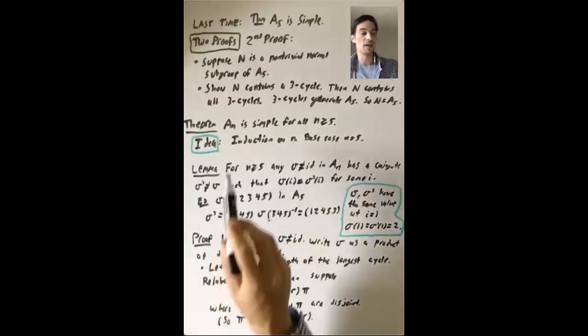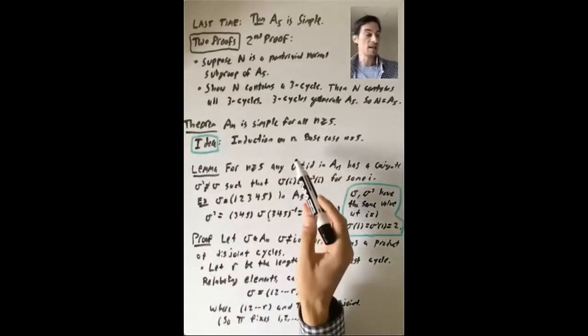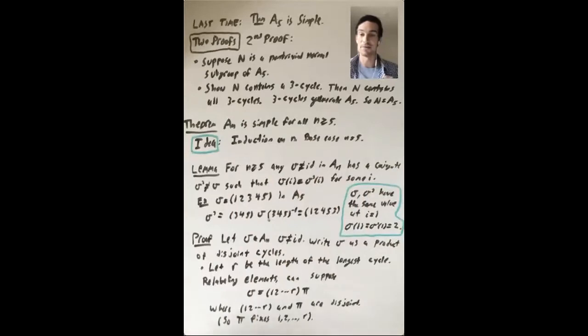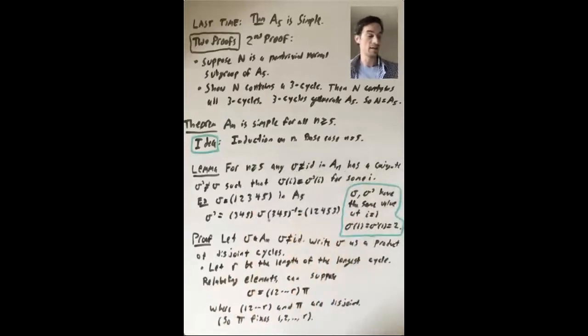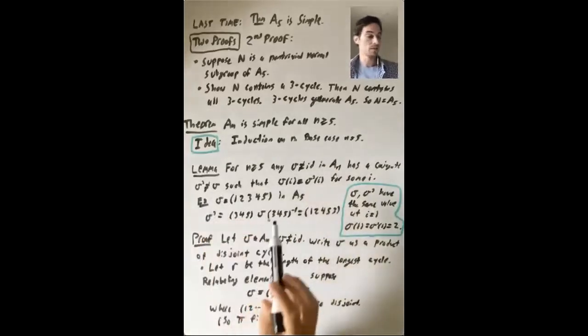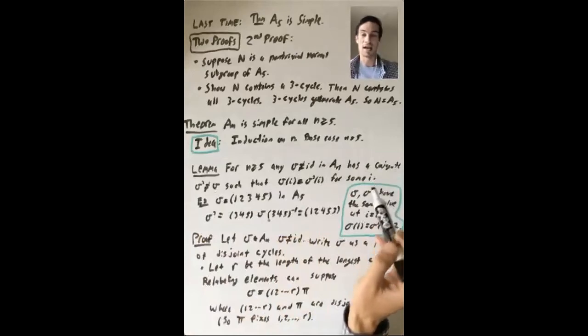So what are we going to prove here? We'll prove that A_n is simple for all n at least 5. The idea is going to be induction on n with the base case n equals 5. In order to do the proof, we need this auxiliary lemma that I'll state and prove here. What this lemma says is: for any n at least 5 and any non-identity element sigma in A_n, it has a conjugate sigma prime that's not equal to it, where sigma(i) equals sigma prime(i) for some i.